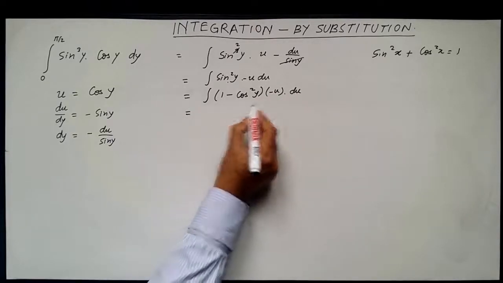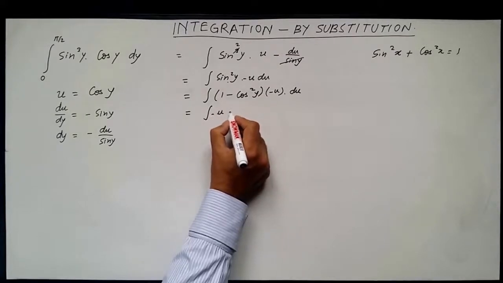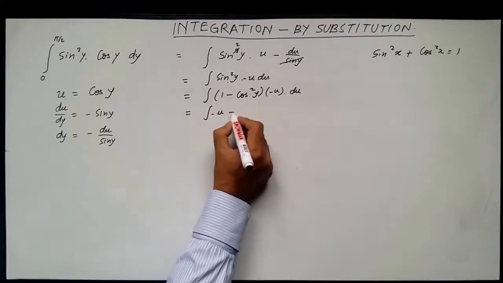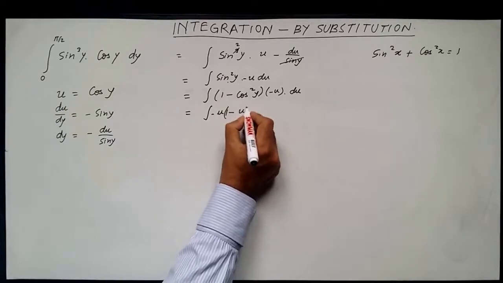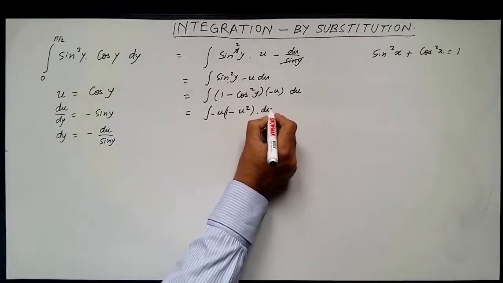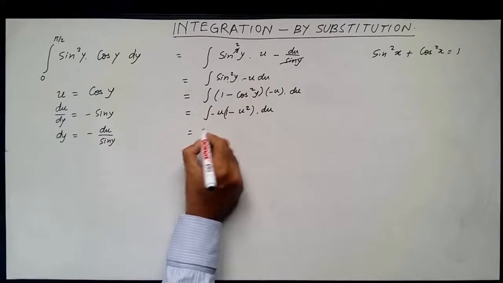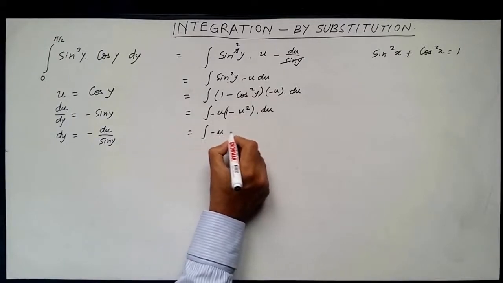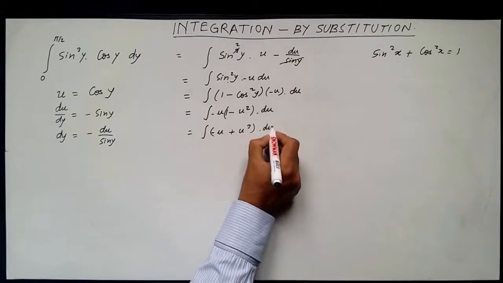So this is equal to integration of minus u, sorry, minus u times 1 minus cos square y, which is u square, into du. So this becomes a very simple expression: minus u plus u cubed with respect to du.